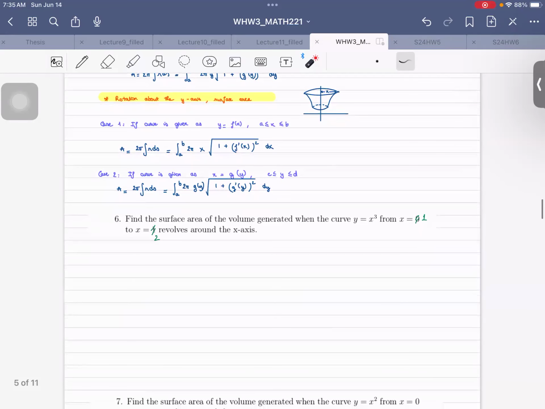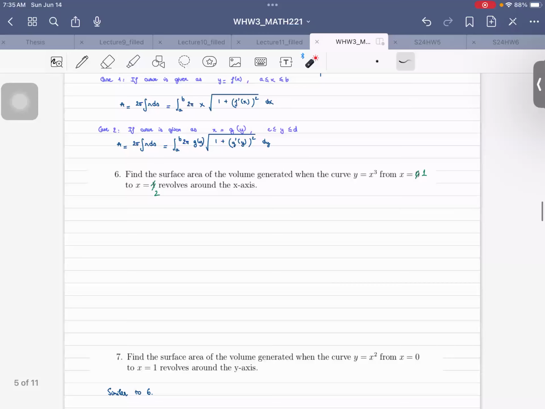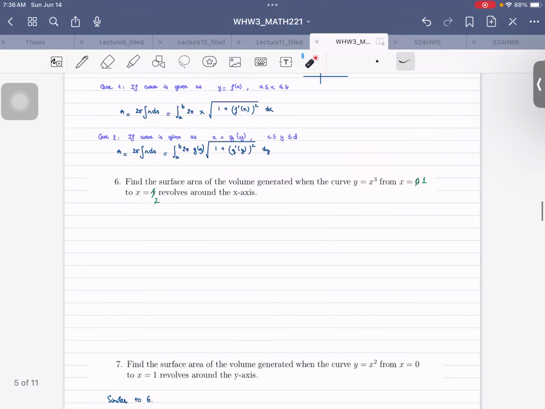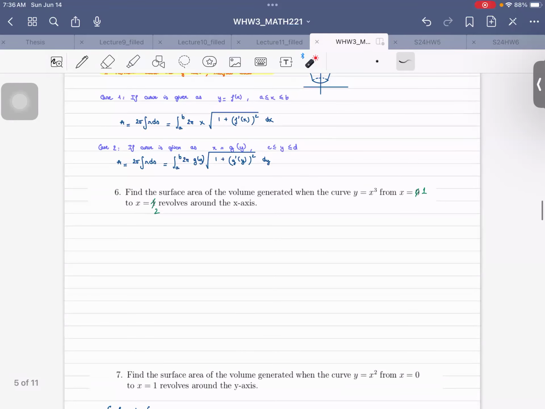Okay, in this problem you have the curve x cubed, and you rotate the curve about the x-axis. And the question wants you to find the surface area for the solid that you obtain when you're spinning the curve about the x-axis.